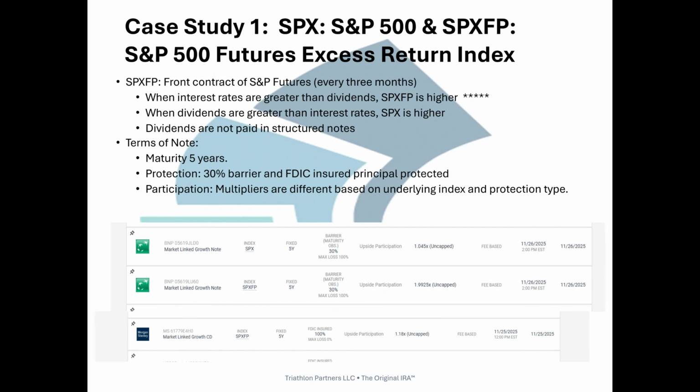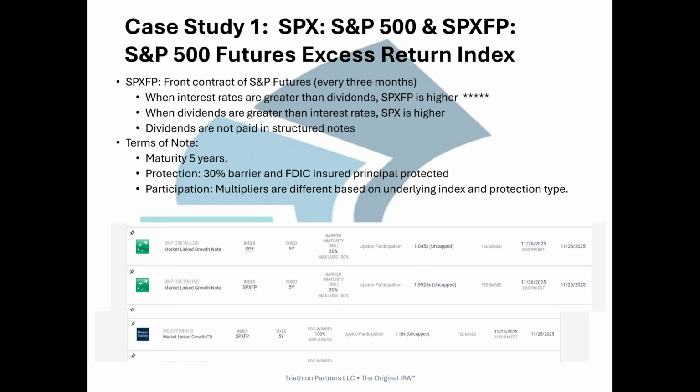In this exercise, we're going to compare a couple of notes that are very similar. Right? Part of the similarity is, number one, we're going to have to compare a note that's on the SPX, which is the S&P 500, versus the S&P 500 Futures Excess Return Index. So we're just going to call that the S&P, the Futures Index. The Futures Index doesn't take into account dividends, and because it's a future, current interest rates make a big difference.